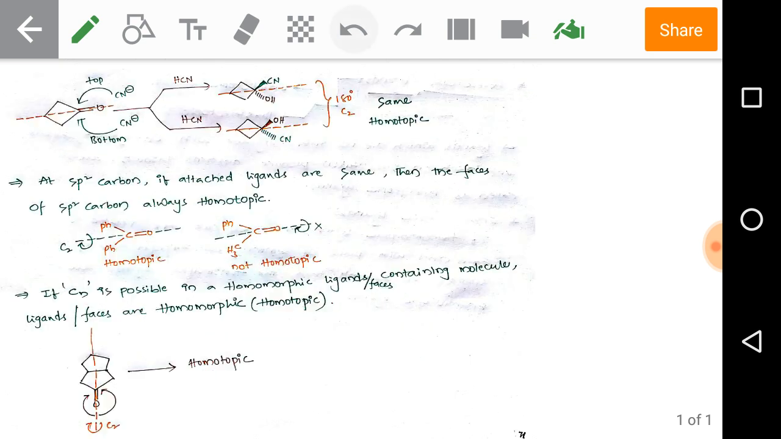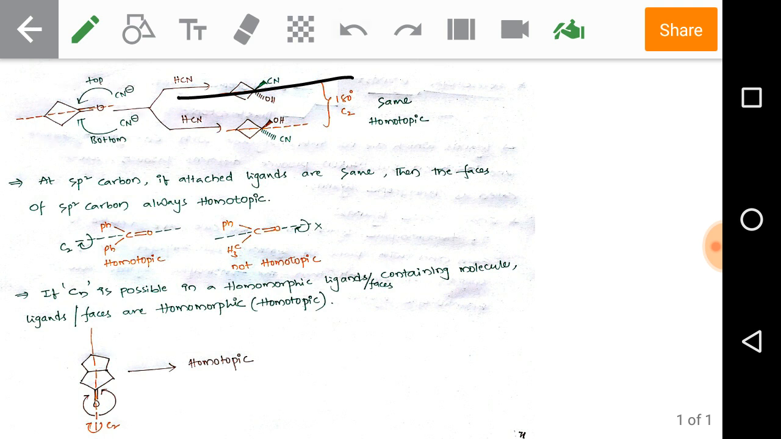Now check another example. In this example, if there is top phase attack of the cyanide nucleophile and bottom phase attack of the nucleophile, we get these two stereoisomers, and on these two stereoisomers there is the possibility of a C2 axis. By rotation we can get one stereoisomer from the other. Hence we can consider these two stereoisomers as homomers, and the phases on the substrate are considered homotopic phases.